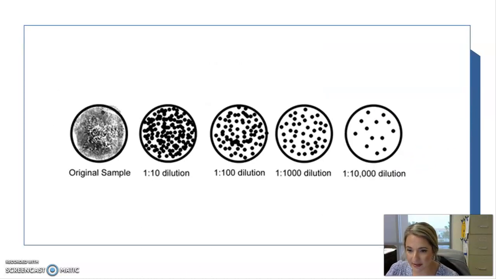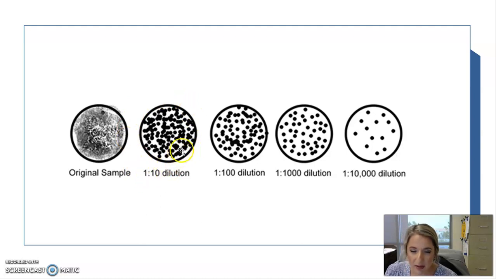So if we were doing this test and looking at these Petri dishes, so right here we have our original sample, and our goal is to figure out how many bacterial cells are in this original sample. So we'll take a sample of this and we'll dilute it out with water, and then inoculate those samples onto a Petri dish to figure out which one's the best to get our colony count, and then multiply that by the dilution factor. So we wouldn't want to use this plate.